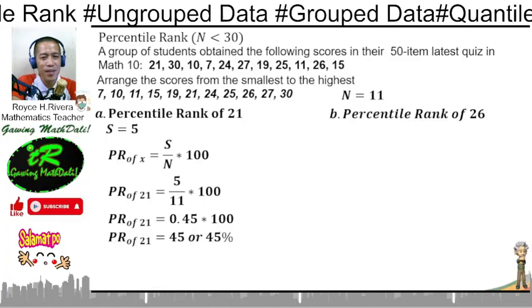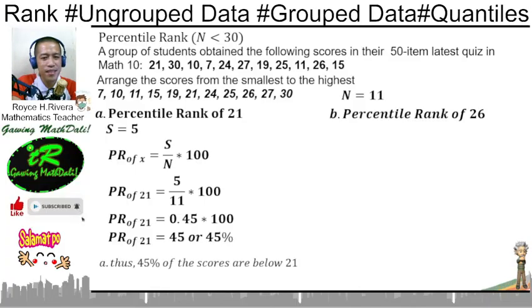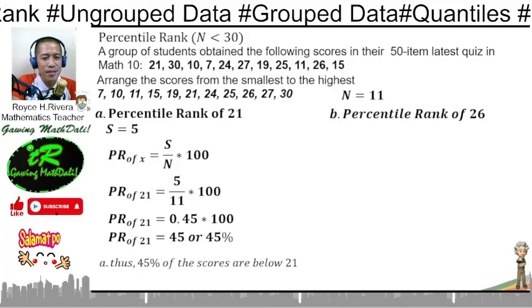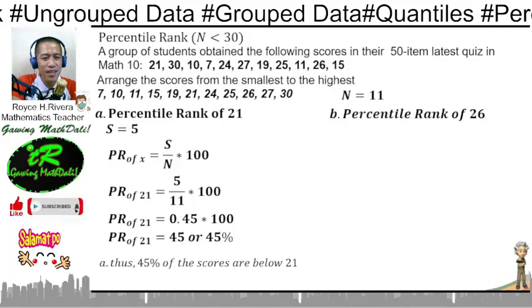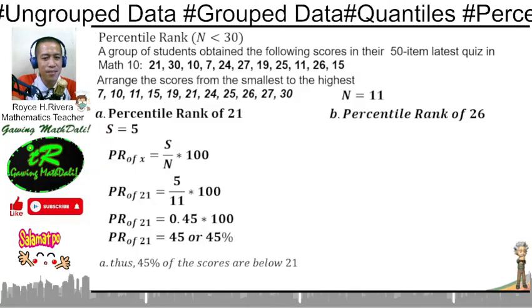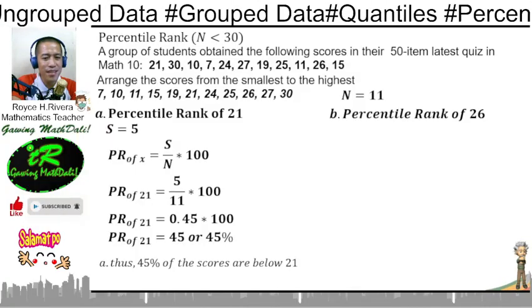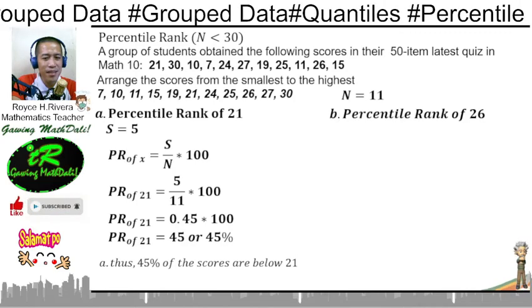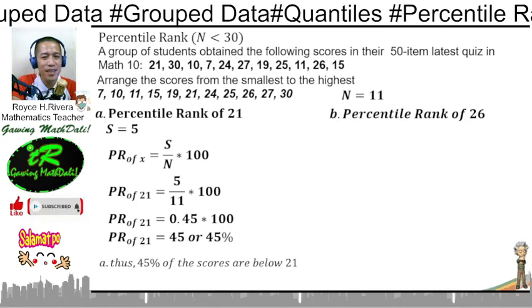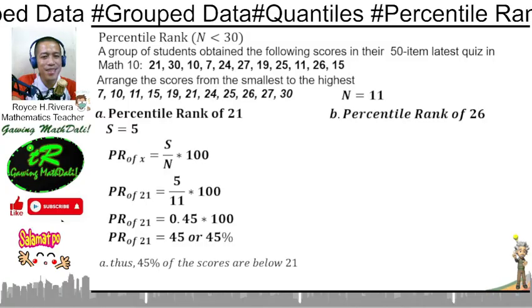For our conclusion, the percentile rank of 21 is 45 or 45%. Thus, 45% of the scores are below the score of 21.